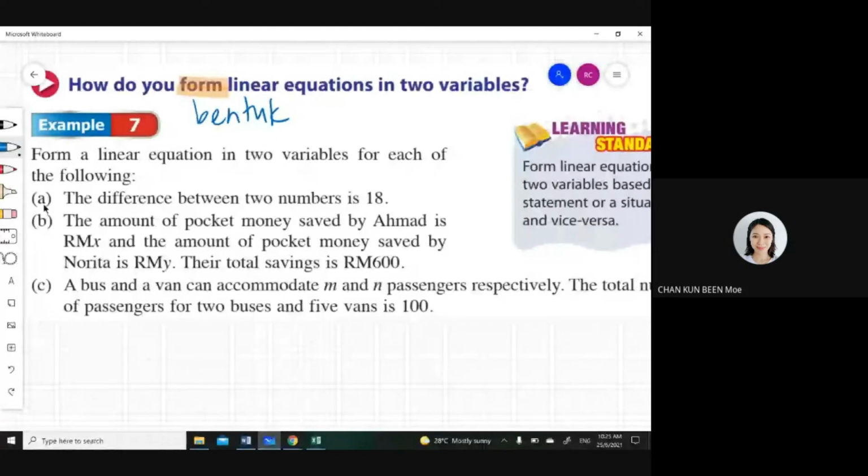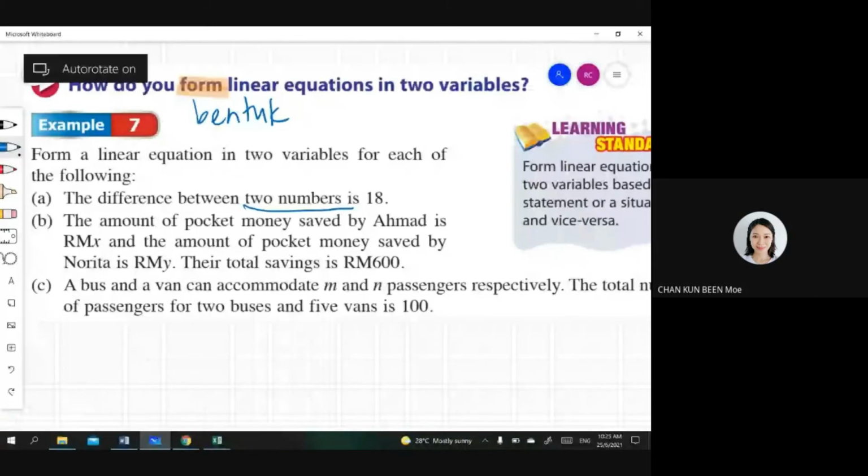A, the difference between two numbers is 18. Do you know what the two numbers are? Don't know, right? So when you don't know what the two numbers are, again, you have to make an assumption. Still remember how we make an assumption? Very good. You have to use the word let. Let the two numbers be... What variables do you want to use? You can use x, a and b also can. x and y also can. So I use a and b over here.